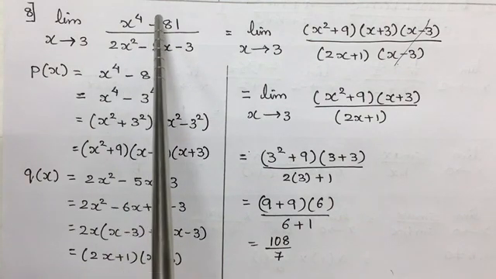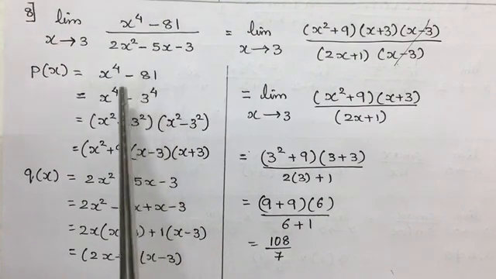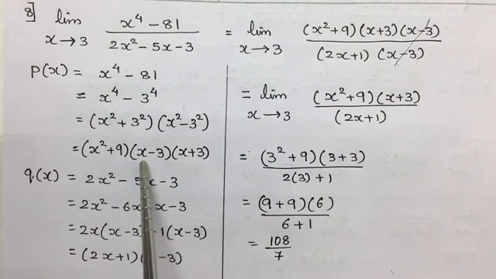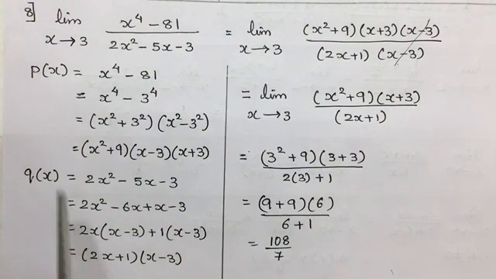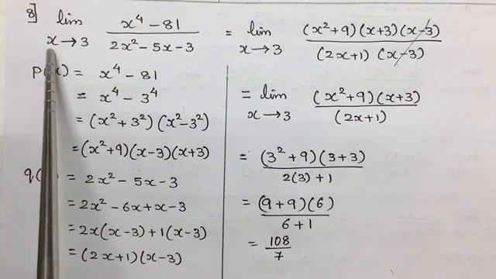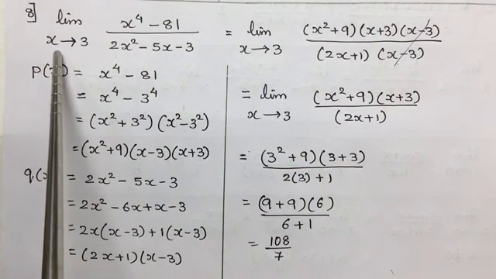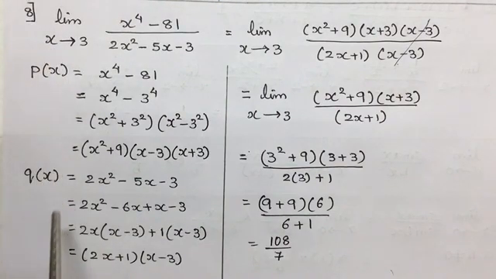So we will be factorizing both numerator and denominator, and after factorizing it, we will remove x minus 3 as a factor, because if x tends to 3, then the x minus 3 factor is to be cancelled.